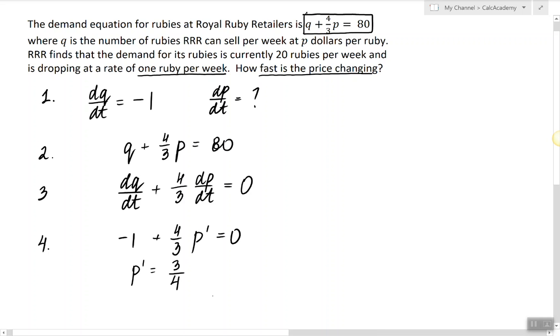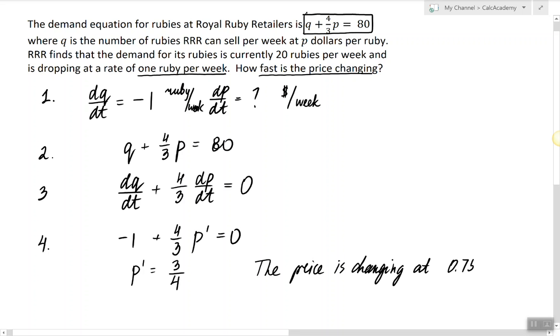So p prime is 3/4, and what are the units of p prime? It's the units of p, so it's dollars per unit of time, which is week. And the answer is the price is changing at 75 cents per week.